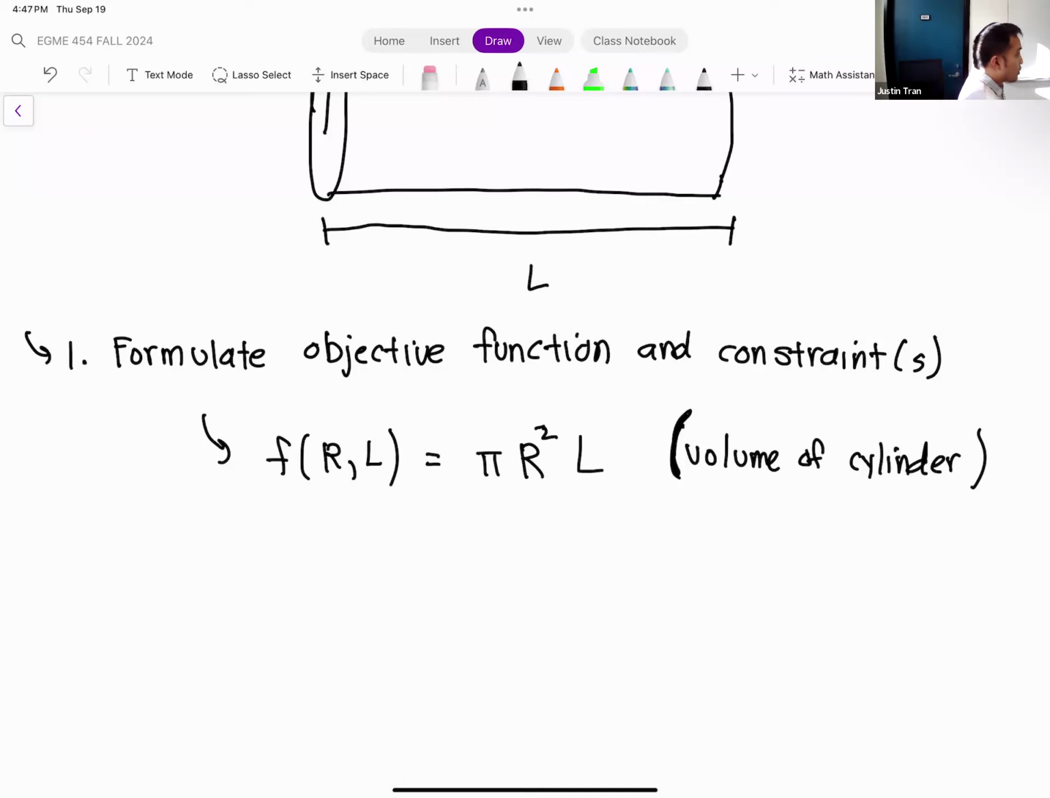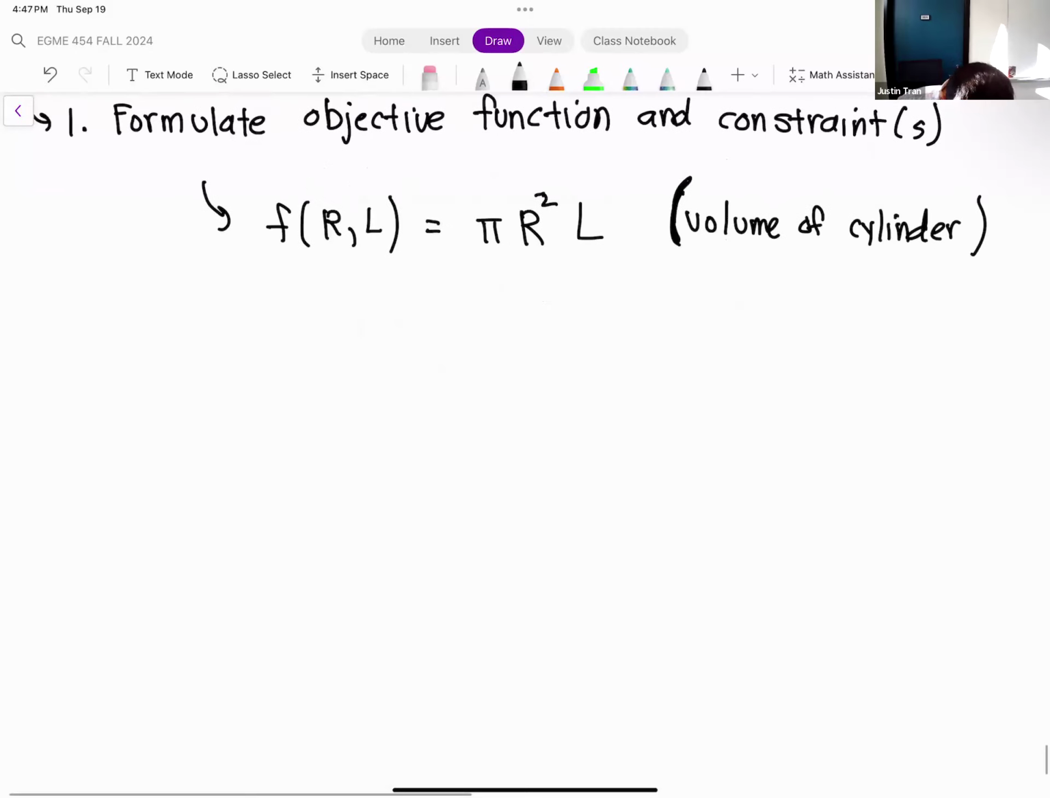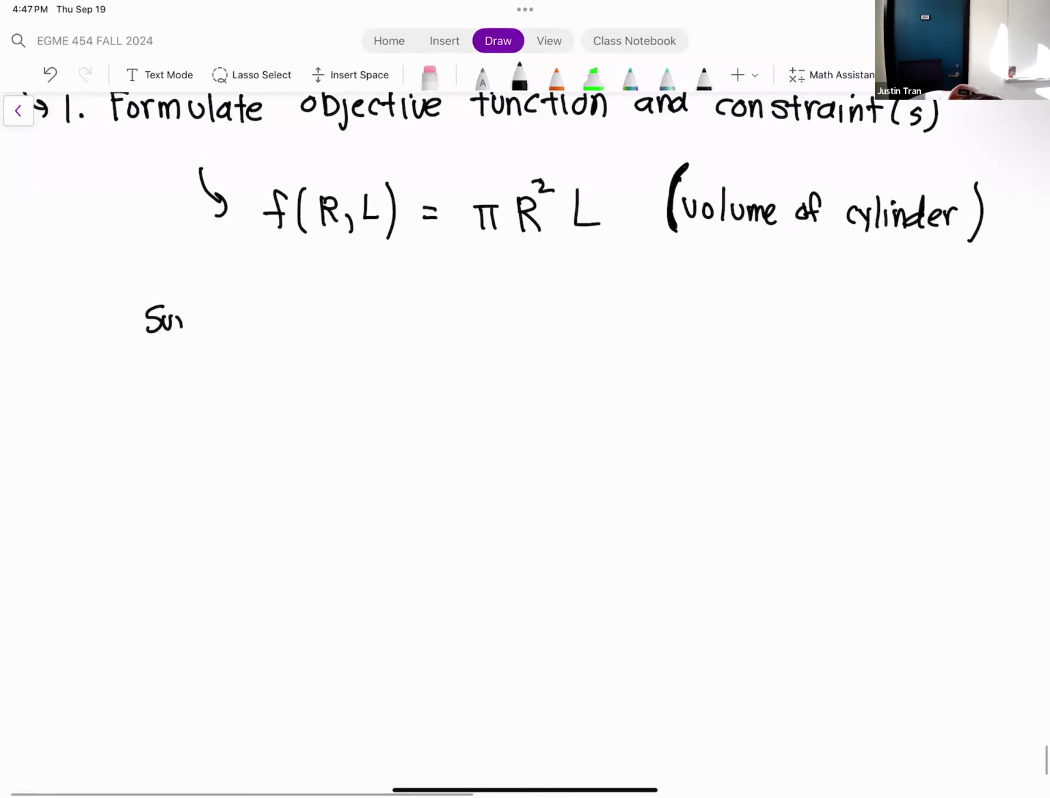Our constraint in this case is the surface area. So let's come up with an equation for the surface area first, okay? The surface area of a cylinder has two components. We have the surface area of the lateral part, but we also need to account for the surface area of the caps as well. So let's come up with the surface area of the lateral part first.